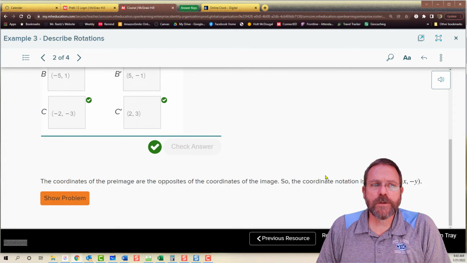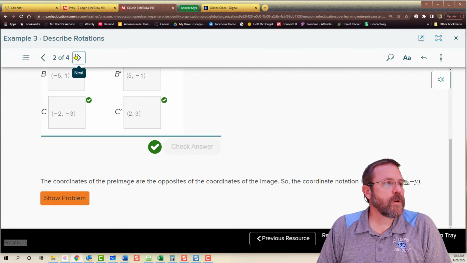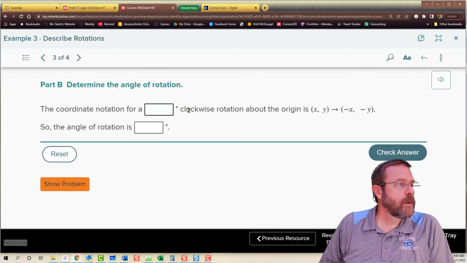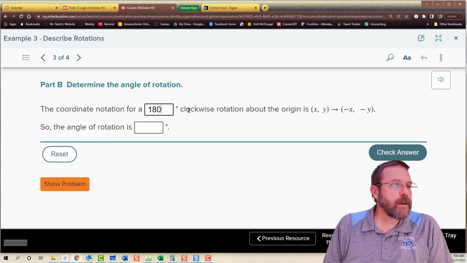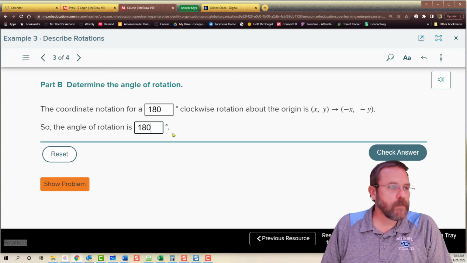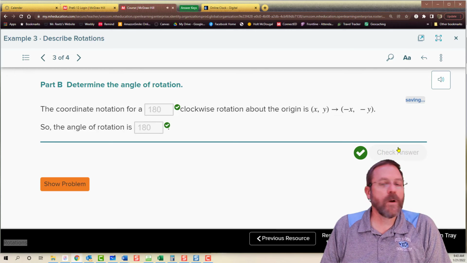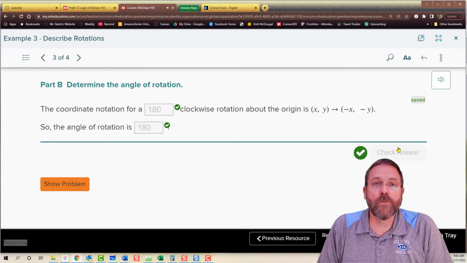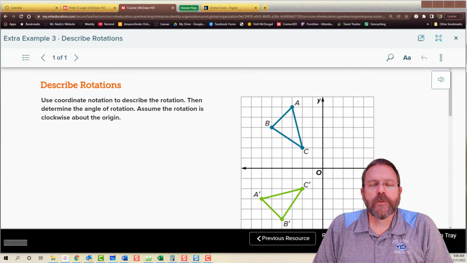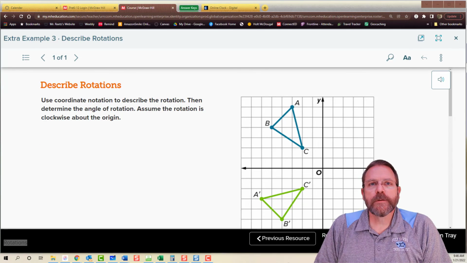What kind of rotation does that represent in the patterns that we have learned? That represents a rotation of 180 degrees, clockwise rotation about the origin. So the angle of rotation is going to be 180 degrees as well. That's it. That's all there is to doing that. If you know the numbers, the coordinates, you can look at it and determine what the rotation is going to be. This is the last practice problem of this lesson.